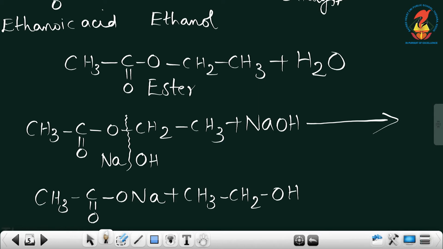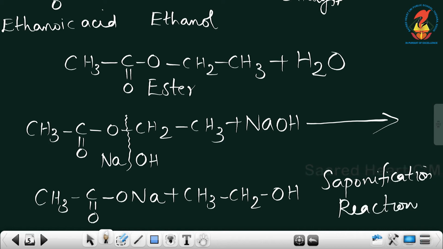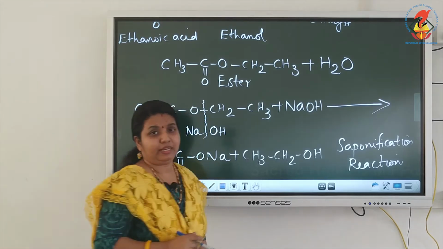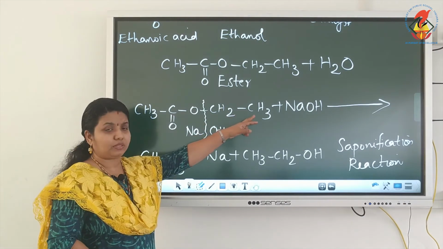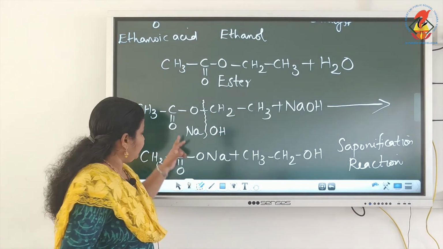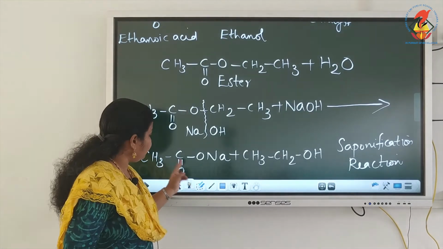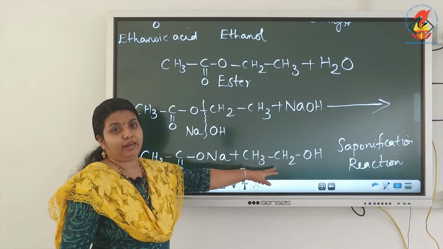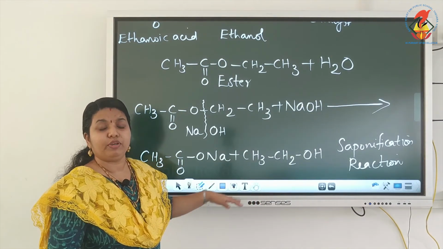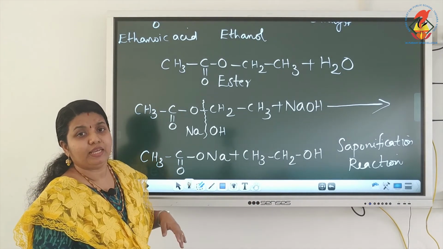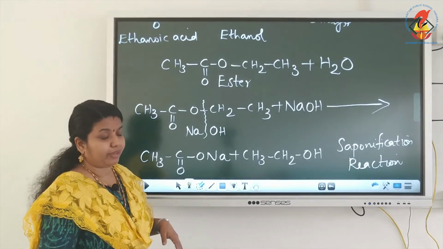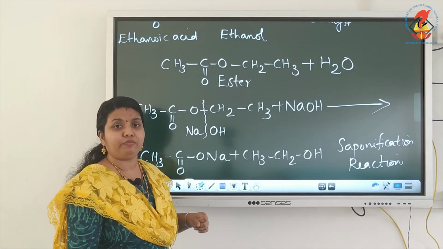This reaction is known as saponification reaction. So, when ester is treated with sodium hydroxide, the molecule undergoes breaking here, resulting in the formation of sodium salt of the acid and alcohol. Same alcohol is obtained back. We call this reaction saponification reaction. This process is used in the manufacture of soap.